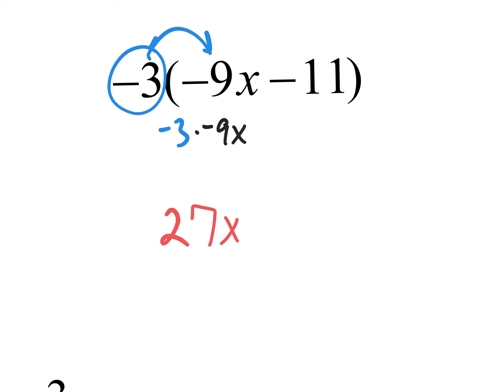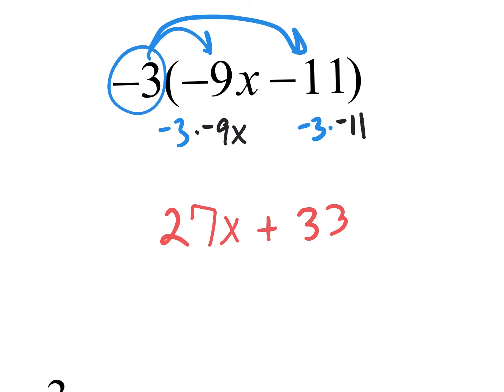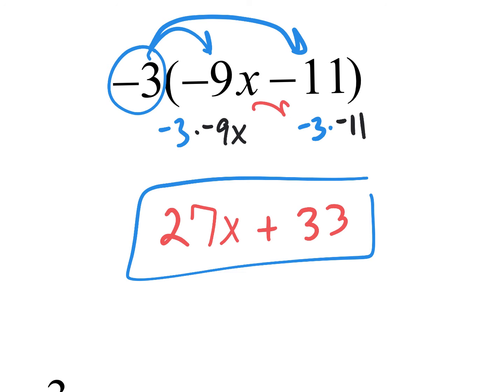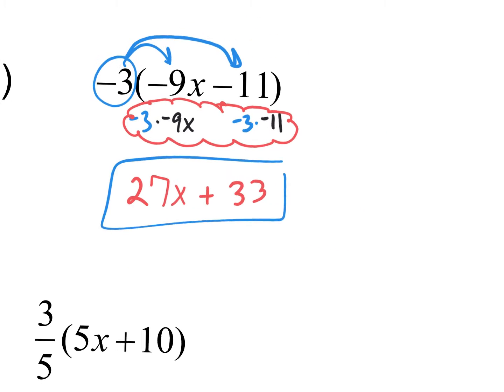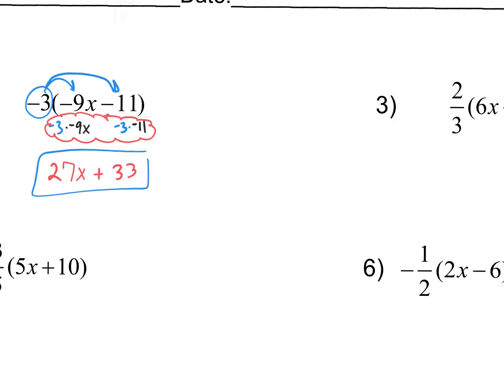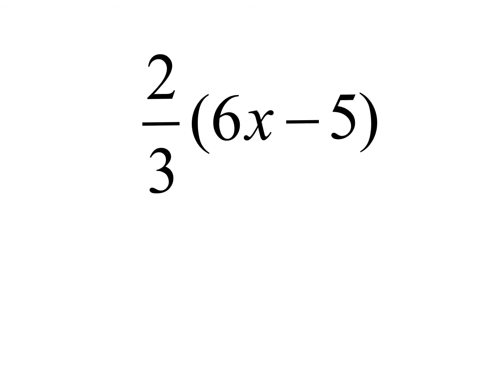And then I distribute negative 3 times negative 11. Let me write that out. Negative 3 times negative 11. What do I get? 33, and that is a positive 33. And there's my answer. Okay, once again, this math is usually going on in our heads, so you don't have to show that work. But I'm showing my work just so if anybody's struggling, you could show your work and get it done. Now, it especially is good to show your work when you have fractions, like number 3.